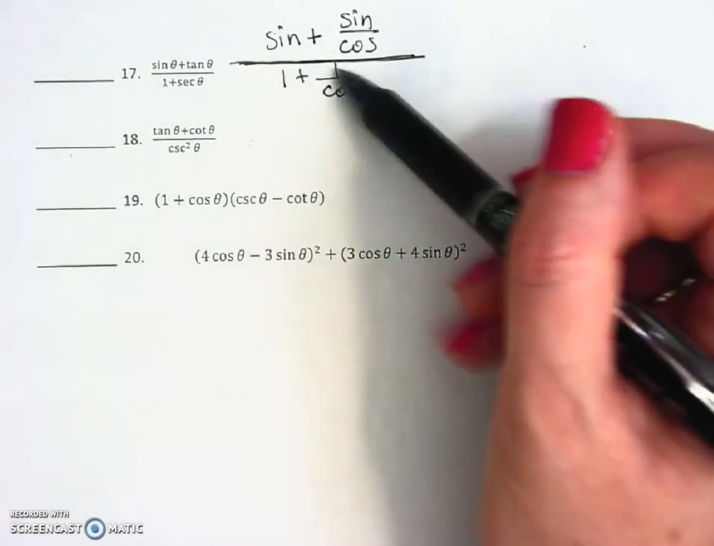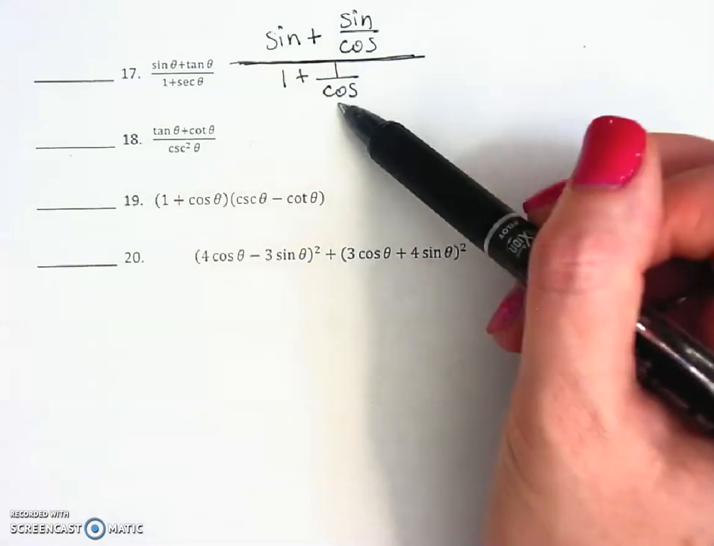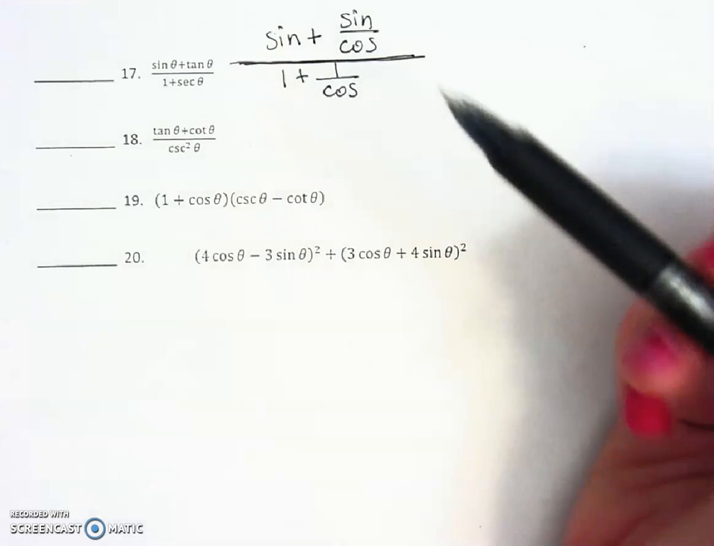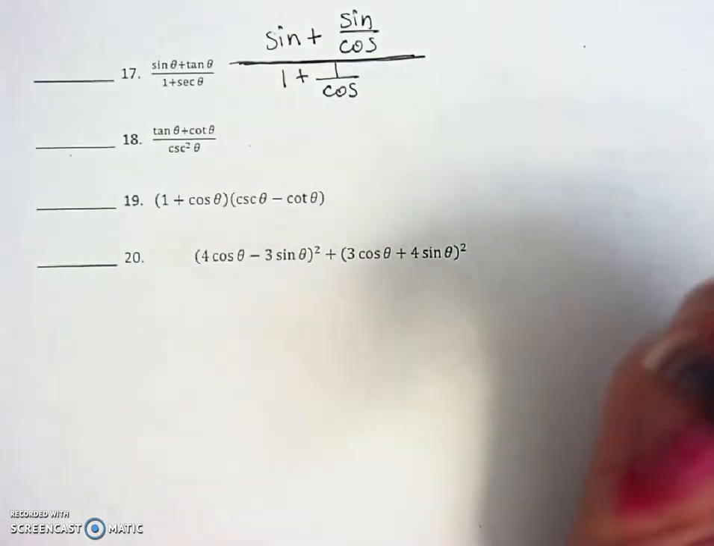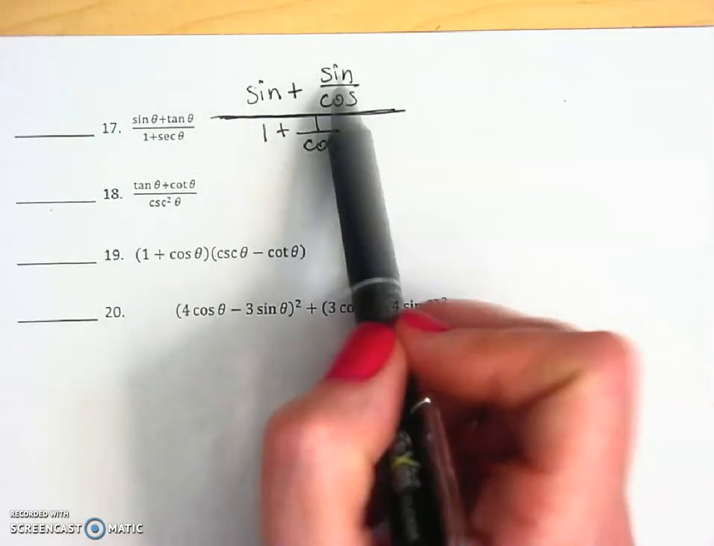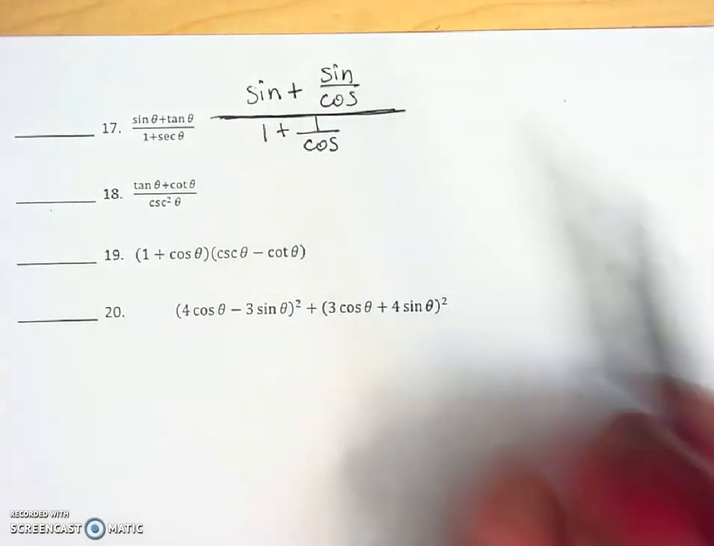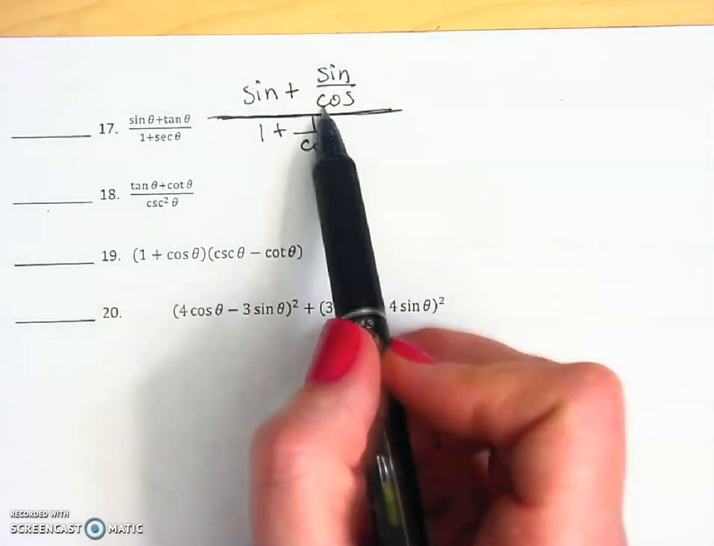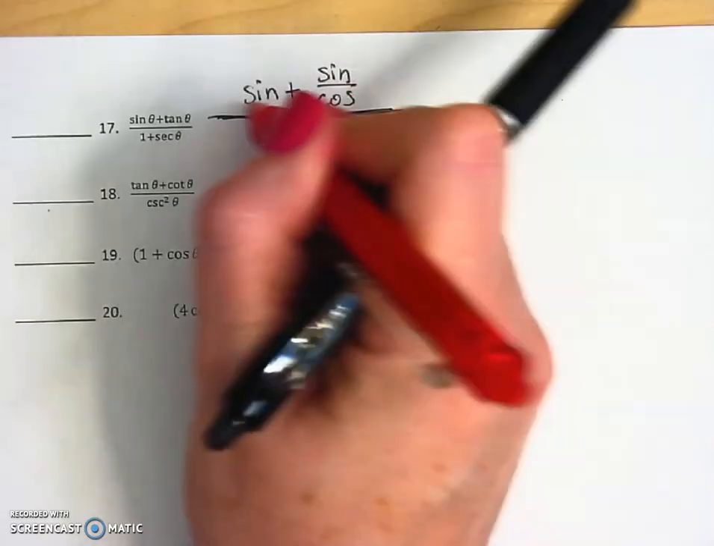So I can handle that by combining these into one fraction. And then if I do that in the numerator also, I will end up with a fraction times a fraction, and I can see what might cancel and so forth and so on. So I'm going to rewrite these expressions with common denominators first. So looking at just the numerator, this sine term is over 1.